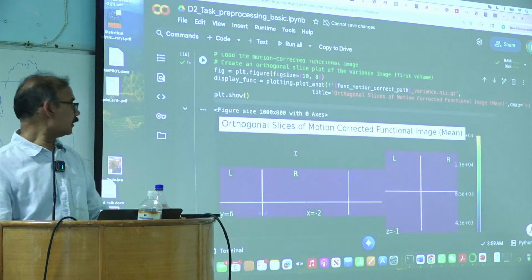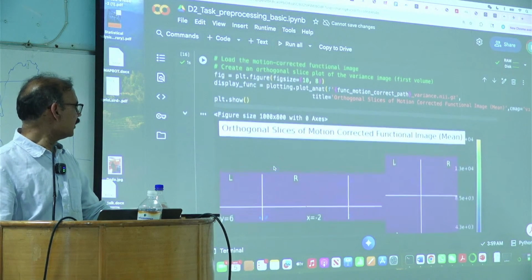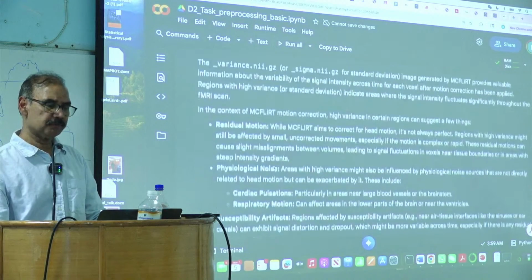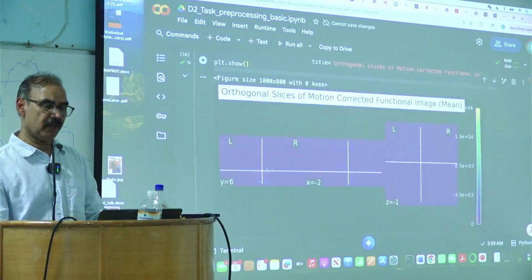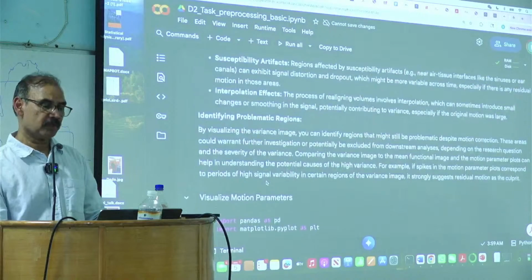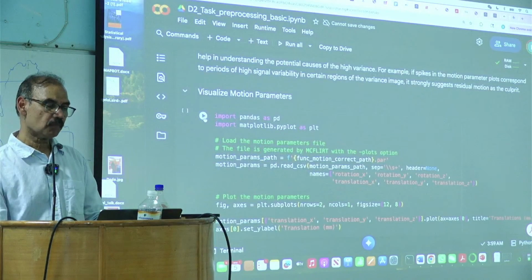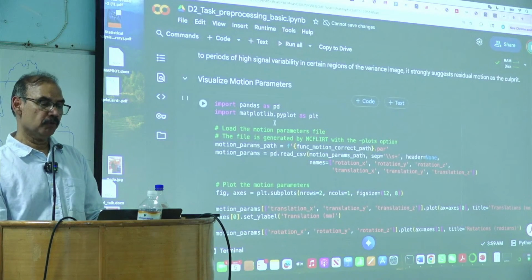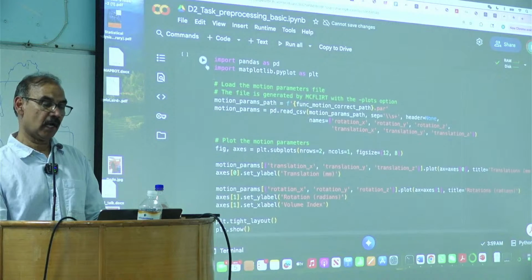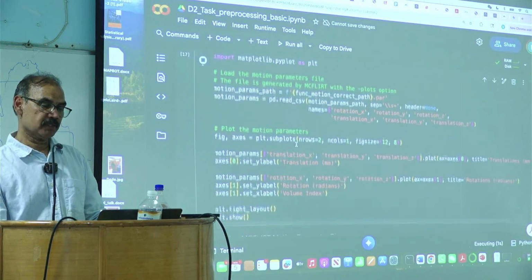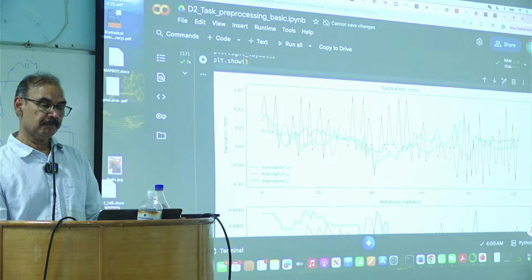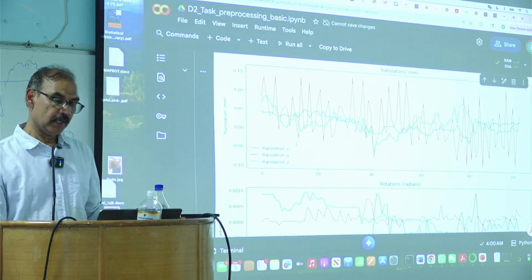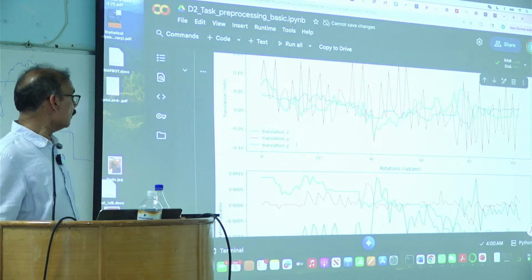So this is like the mean changes. So there is not much change in here, right? So that's the variance image that is plotted. And so whatever is along the edges are here, right? So that is where most of the difference is. Then, we want to visualize the motion parameters, see how these changes look like. And these are the changes across translation and rotation.